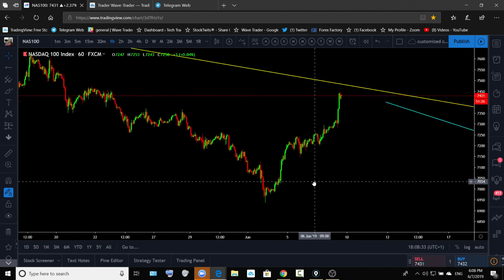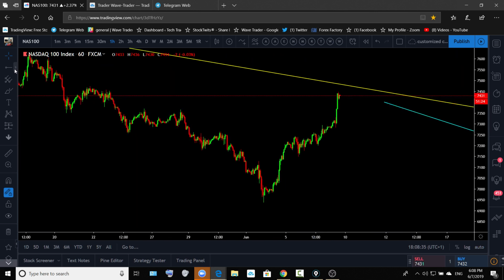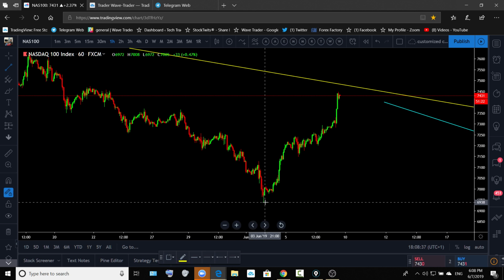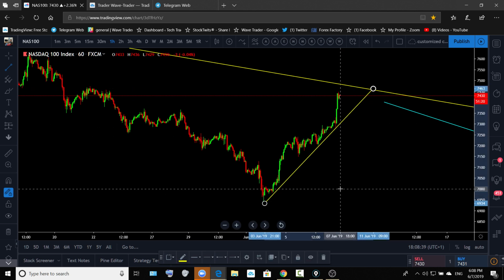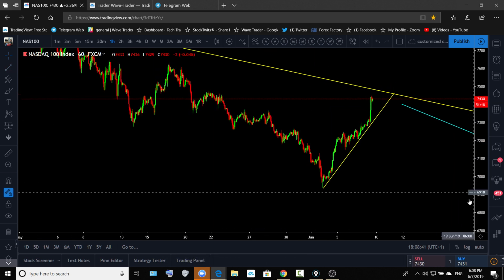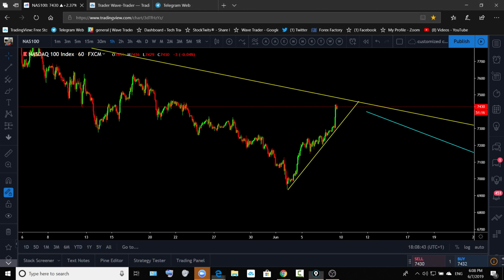This ABC move may break down and continue to go lower. So simply you are waiting for some comments, some fundamental reasons, to break that correction to the downside aggressively and continue to go lower. Otherwise it will correct and keep pushing higher, and it's going to test the previous high.